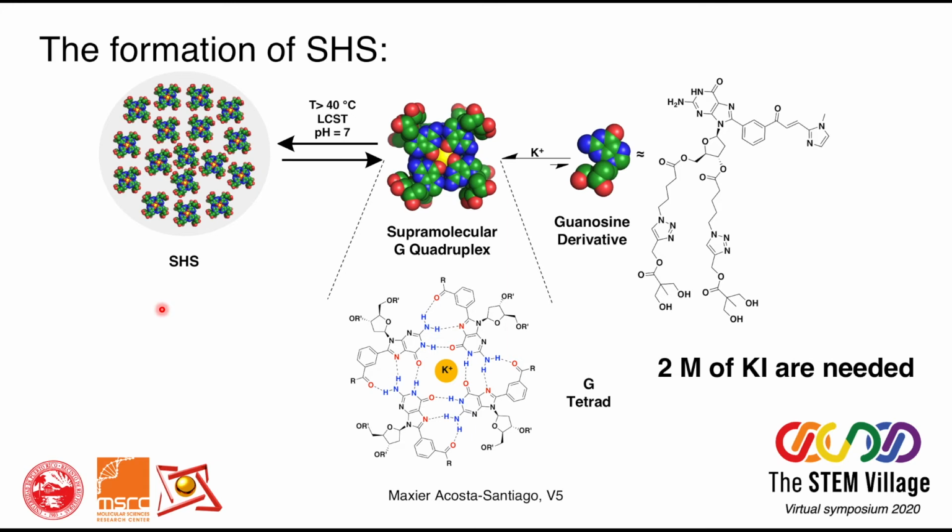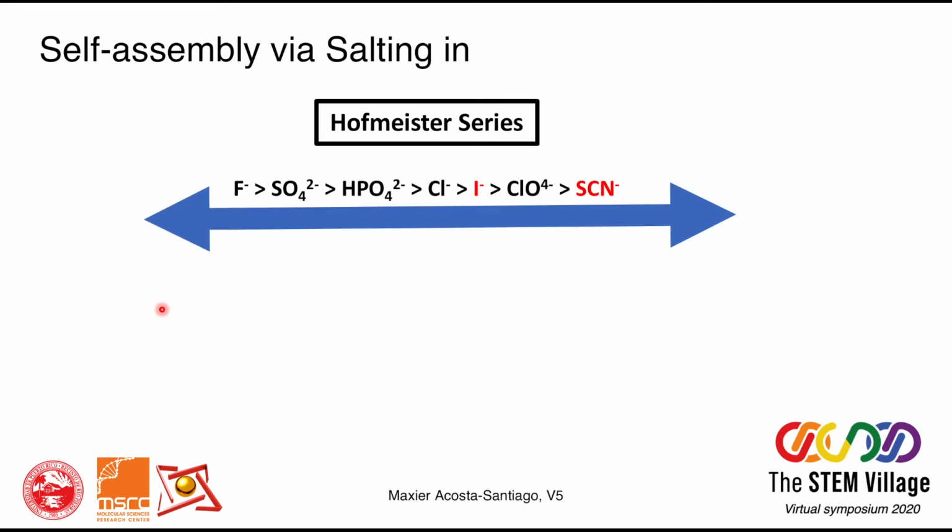The problem here is that we need a lot of salt. We need a 2 molar concentration of salt, and that is not that great for biomedical applications. So we look into the Hofmeister series. The Hofmeister series gives you an observation of how an ion behaves in solution.